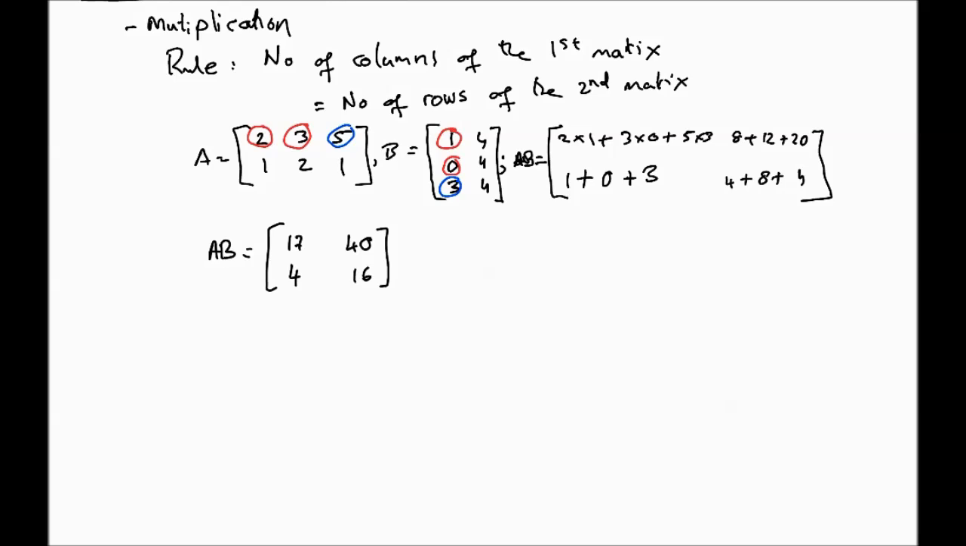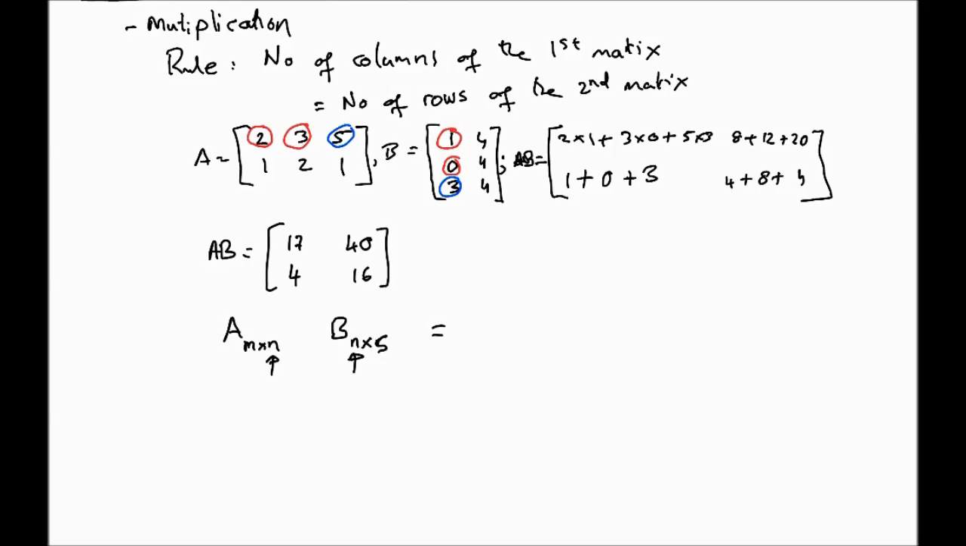Now, one important thing I'll tell you is that generally, if A is a matrix of size, let's say, m by n, so A is an m by n matrix, and B is, let's say, n by s. The number of columns of this one is n, and the number of rows of this one is n. So they are equal. So therefore multiplication is possible.